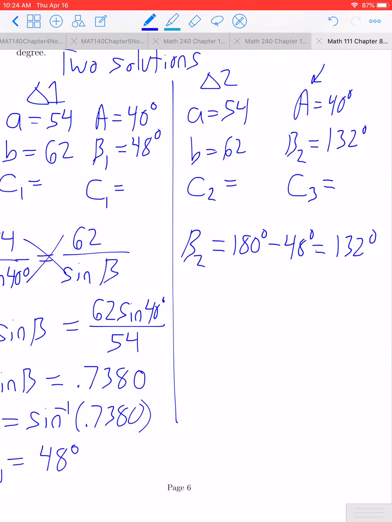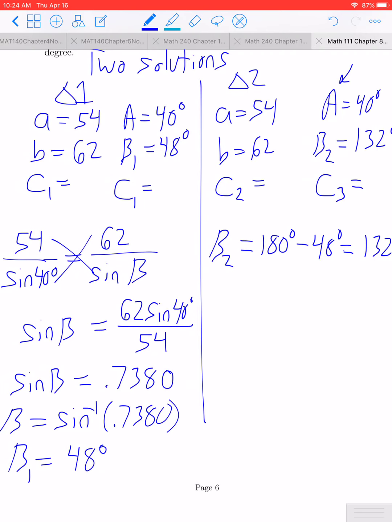So typically, this is what the two solutions case is going to look like. Whenever you know that there's two solutions, starting with side A, side B, and angle A, begin by setting up a law of sines to solve for angle B. Like we did in the last example, you'll get one value for angle B, which will come directly from the sine inverse. That'll be angle B in your first triangle.